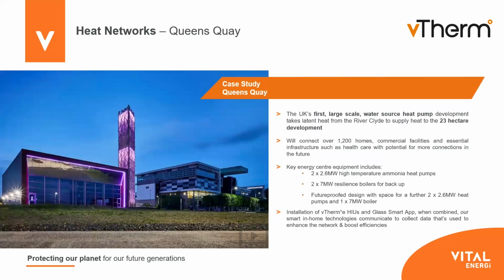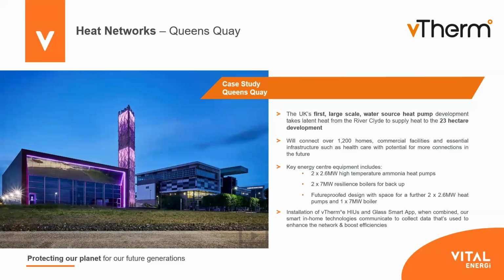One of the other projects that we've done involving district heating was Queen's Quay up in Scotland. What that's done is take the water content out of the River Clyde, and that's going to 2.65 megawatt high temperature ammonia heat pumps. It's also backed up with 2 7 megawatt resilient gas boilers, and we've also future-proofed that.